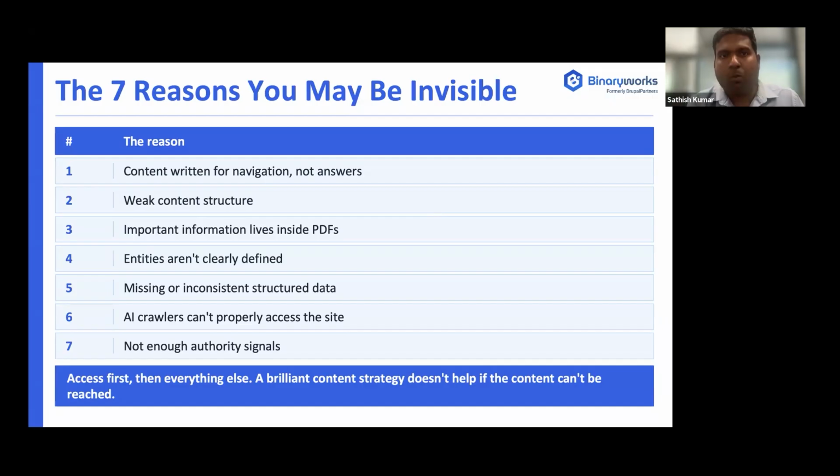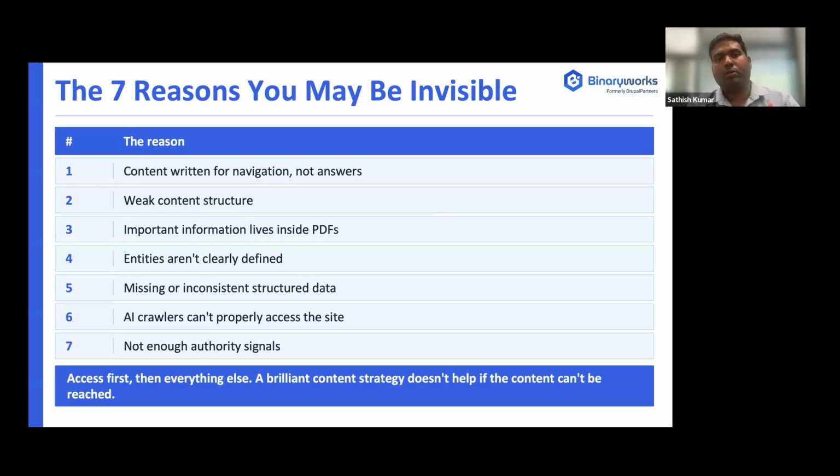But in general, what AI tools want is short and structured content for an answer. So those things are there. And of course, important information lives inside PDFs, which cannot be crawled in many ways. And the entity of any website or any page is not clearly defined, and that creates a confusing thing for AI tools.